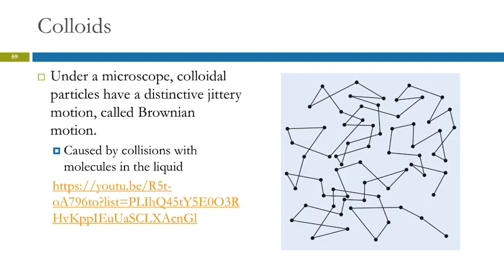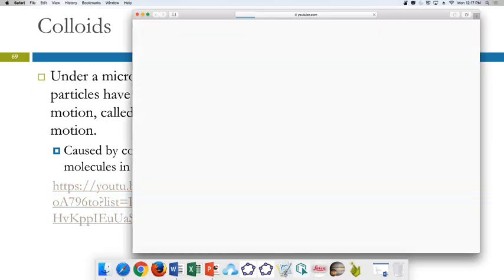Under a microscope, colloidal particles have a distinctive jittery motion. It's called Brownian motion. And it's caused by the water molecules bumping into these particles. Colloidal particles are large enough that they can be seen under a microscope. And so you can watch them, and they jiggle around. It's called Brownian motion. Got this video.